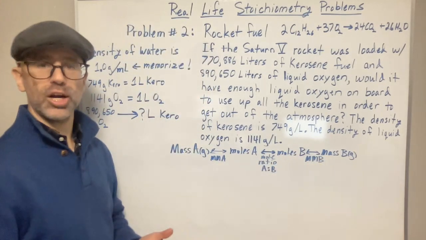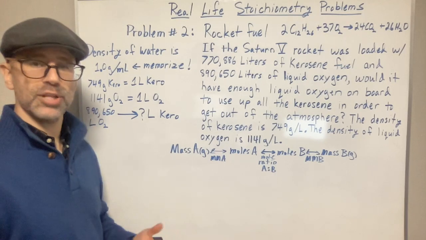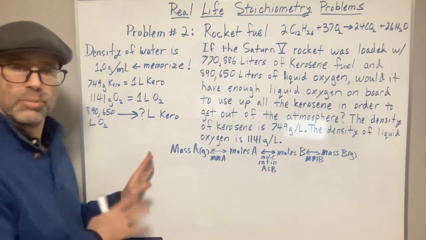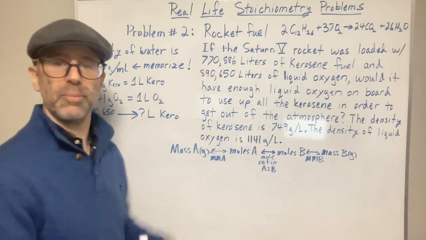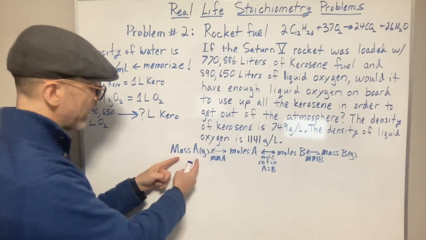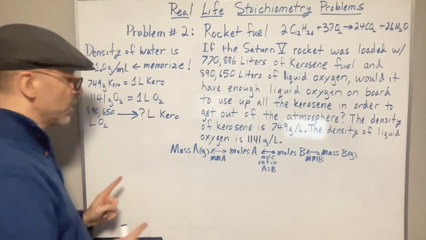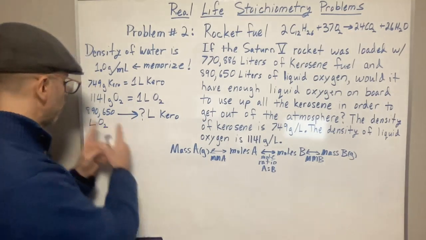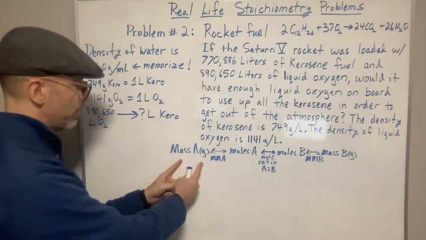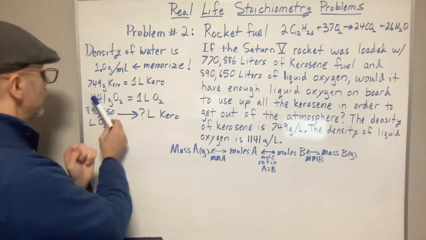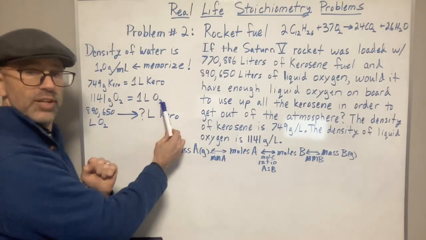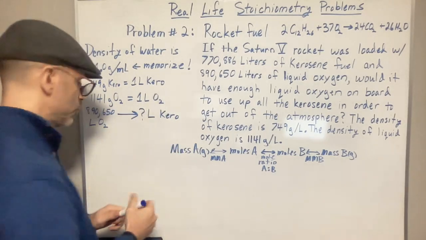But we're not starting with mass, we're starting with liters. So we've got to do some conversions before we get onto the main highway. We want to get to grams of A. Our A in this case is liquid oxygen. So how do we go from liters of liquid oxygen to grams? That's where the density is going to come in. So we can use this as a conversion factor.